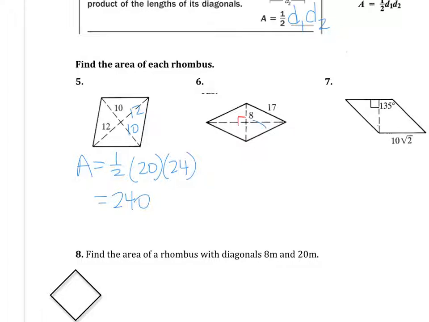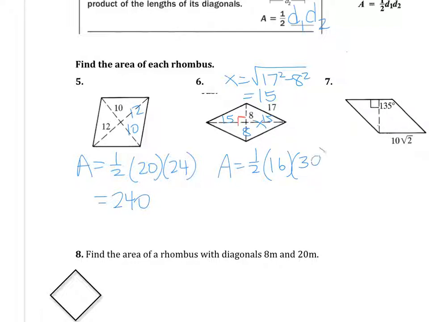So I can find this piece by the Pythagorean theorem. So you have 8, 8, 15, 15. So this is 1/2 times 16 times 30. 8 times 30 is 240. They just happen to be the same.